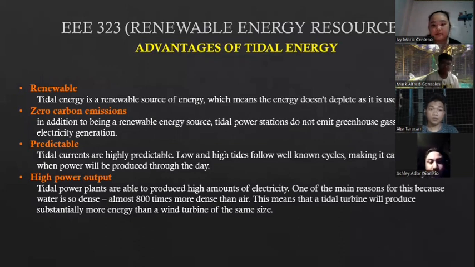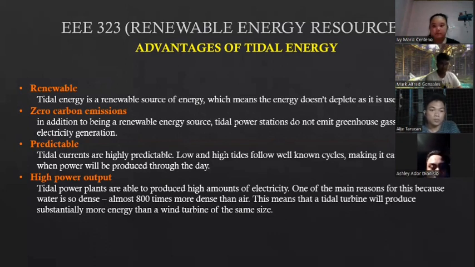So these are the advantages of tidal energy. The advantage is renewable. Tidal energy is a renewable source of energy, which means the energy doesn't deplete as it is used. Zero carbon emission. In addition to being a renewable energy source, tidal power stations do not emit greenhouse gases during electricity generation. So unlike sa mga popular na ginagamit na chemicals or coal na nagbubuga ng maruming pollution na nakaka-apekto sa ating earth. So yun yung pinagkaiba niya sa tidal energy.